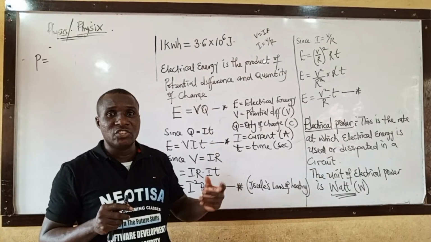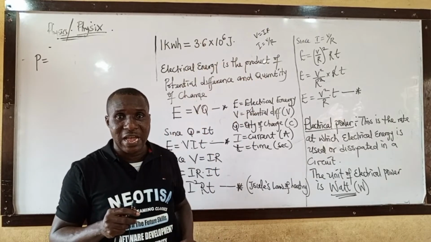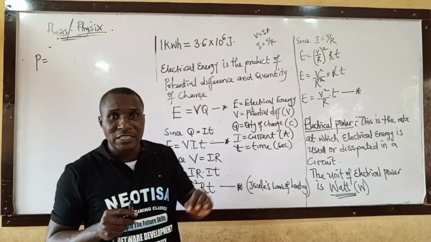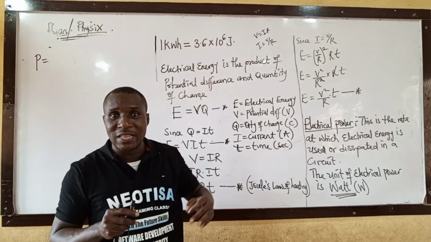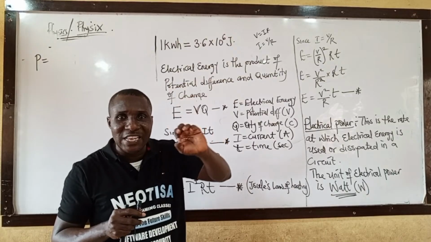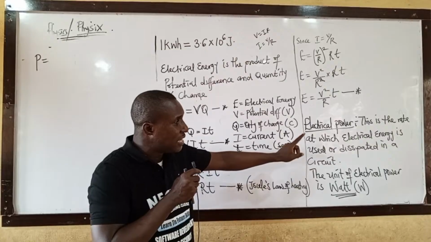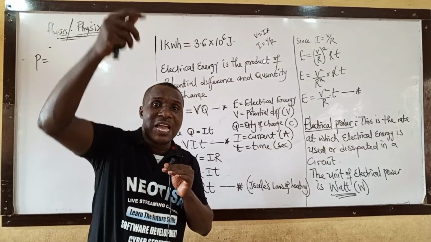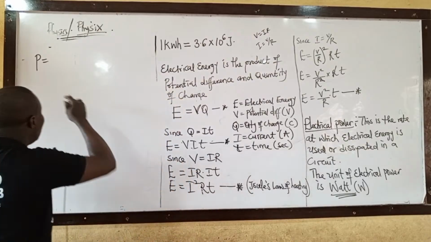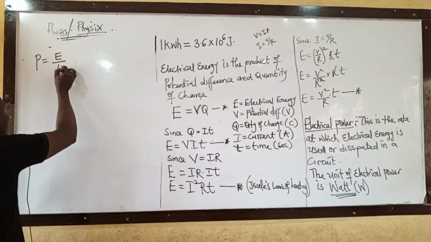Velocity is the rate of change of displacement, that means displacement over time. Acceleration is the rate of change of velocity, that means velocity over time. Whenever you hear the word rate, it has something to do with time. This one is the rate at which electrical energy is used. That means electrical power is electrical energy over time.